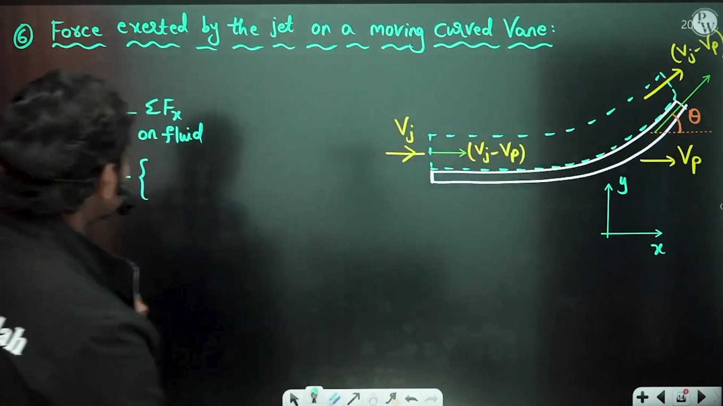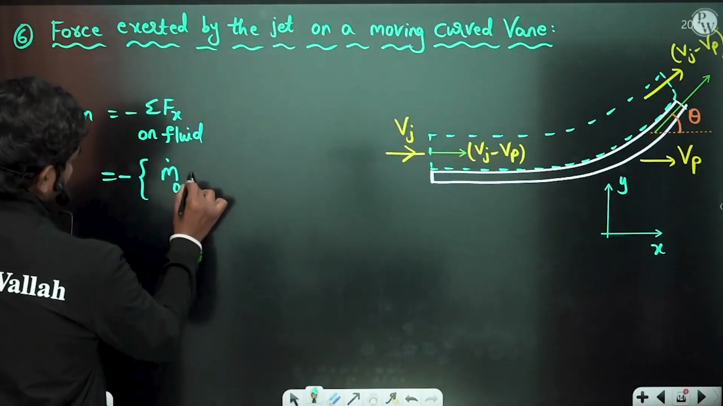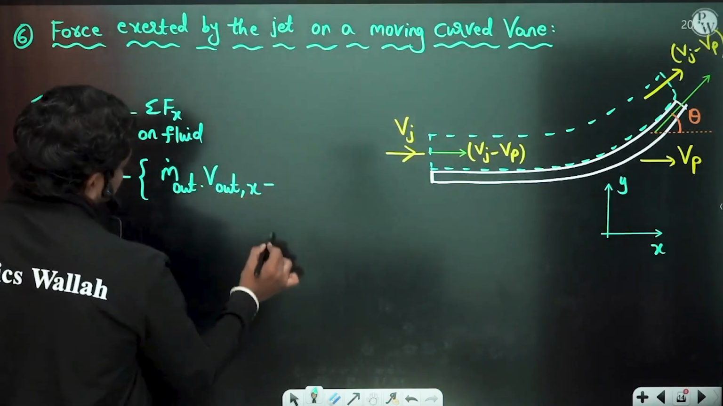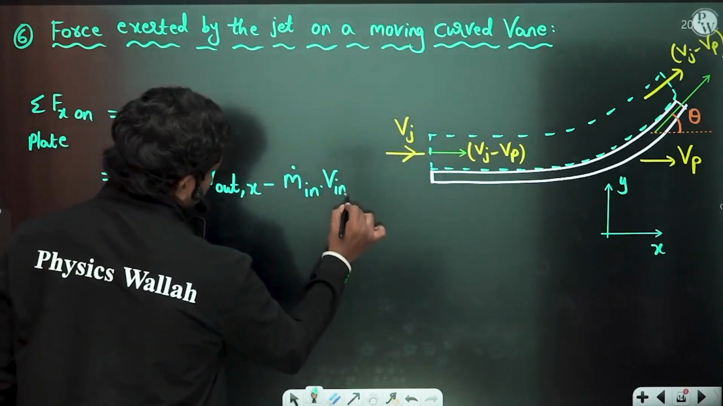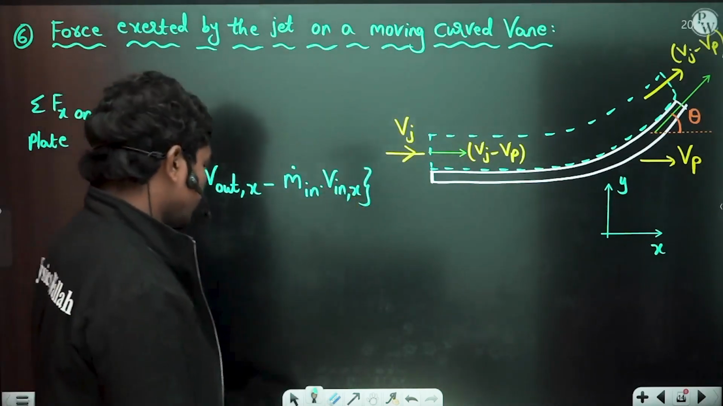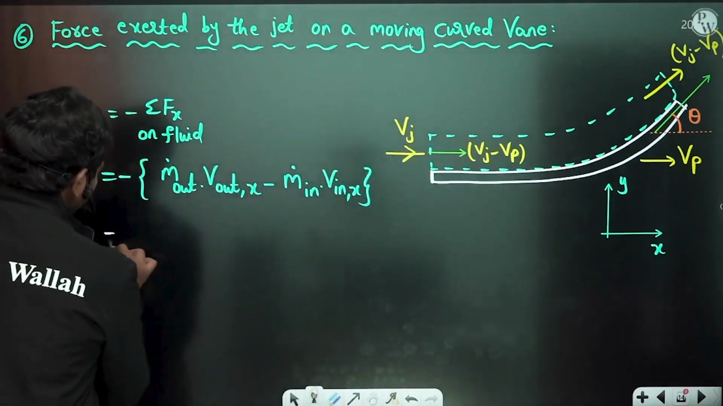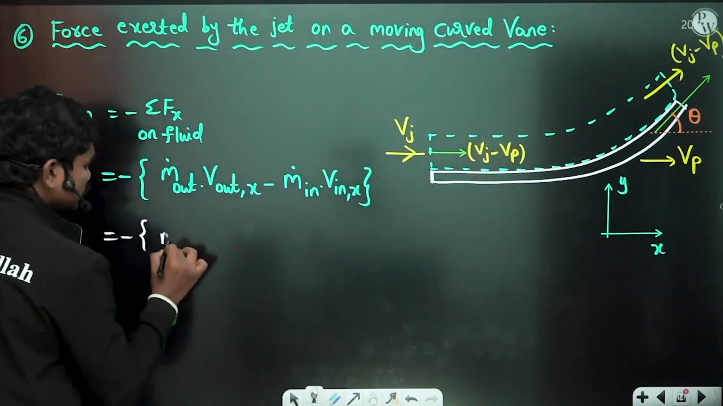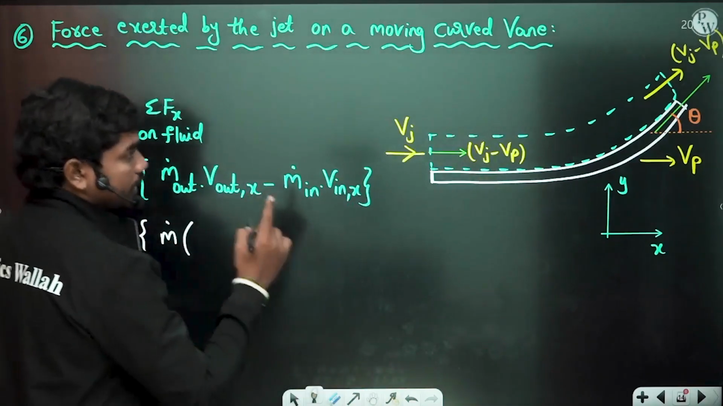Now if you see, minus m dot out v out in the x direction, minus m dot in v in in the x direction. Now if you simplify this, let us see what happens. This is equal to minus, whatever mass is going in, the same should come out, m dot times v out in the x direction. So what is the velocity at the outlet in the x direction?